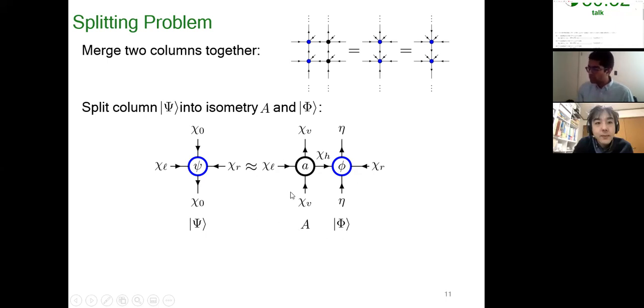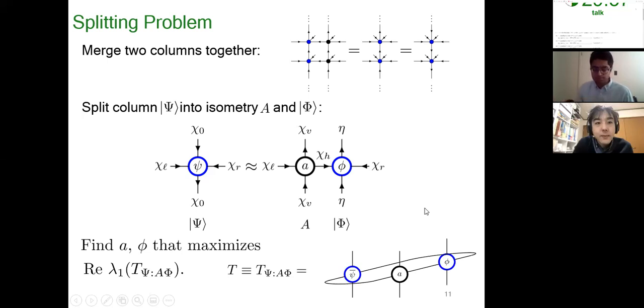Just to denote some of the bond dimensions that are going to be used here, the left leg and the right leg of this are not changed by the process, so chi L and chi R are the same on both sides. What we do have freedom over is choosing chi H, which is the bond dimension between A and our new MPS phi, as well as chi v and eta, which are the vertical bond dimensions of the isometry column and the resulting MPS column. By controlling these three parameters, chi H, chi v, and eta, we'll be able to control the error of this splitting procedure.